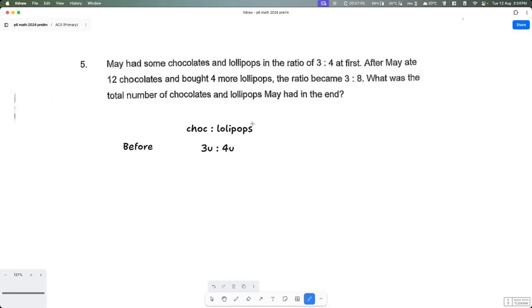Okay, so we're going to convert the ratio into units. Chocolates and lollipops before had 3 units and 4 units over here. So we're also going to add the changes.